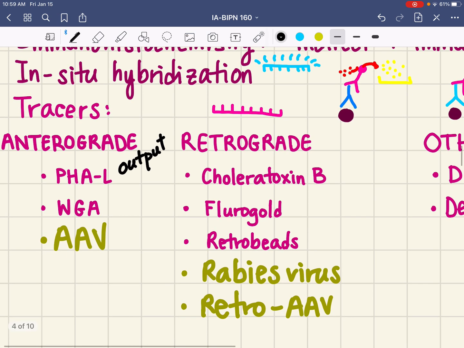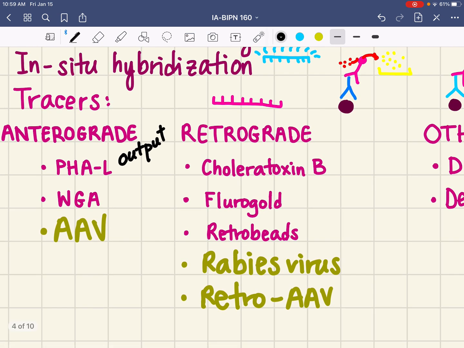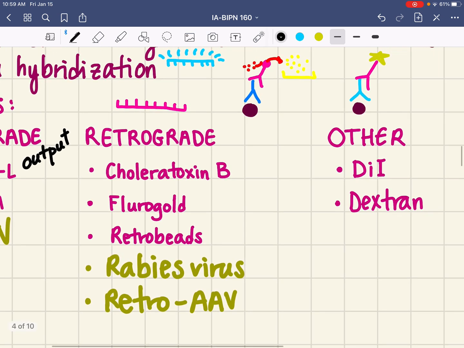Retrograde tracers are tracers that take up the molecule at their axon terminal and they move the tracer along the axon all the way to the soma, to the cell body. Okay, and in the same sense, retrograde tracers show inputs to a specific region.